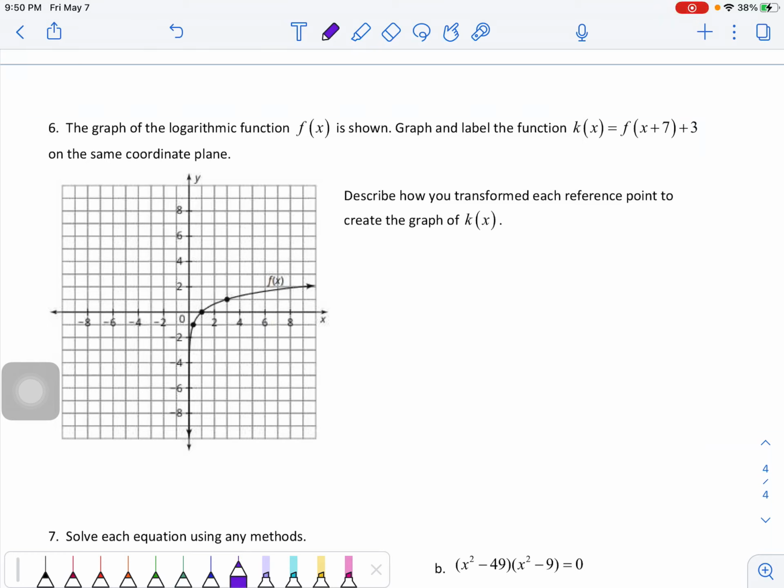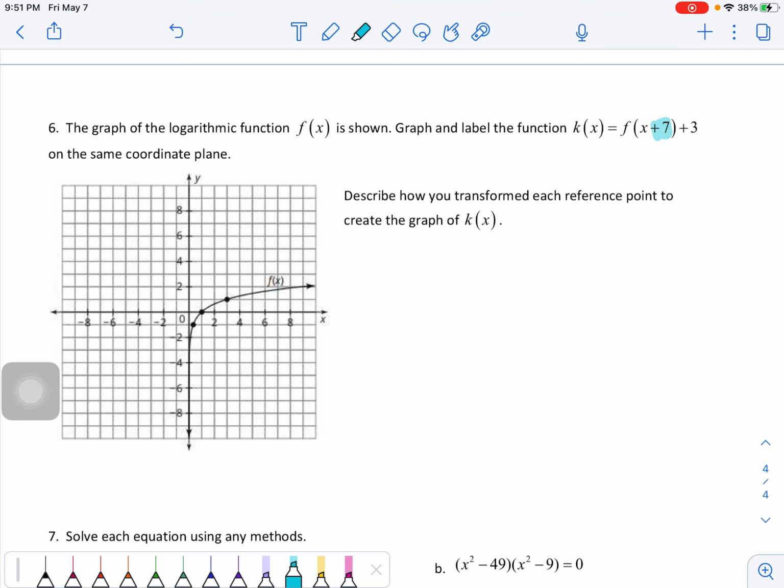All right, last page of the study guide. Let's get through these last couple problems. Problem number 6, the graph of a logarithmic function is shown. Graph and label the function k of x is equal to, okay. So I want to identify my transformation.